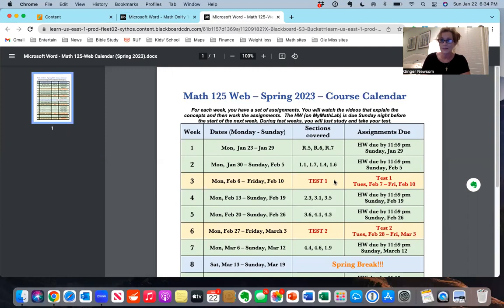Okay, so that'll be test 1. Everything will be strictly online. So your test you'll take online. The test will be very similar to your homework. They'll kind of all look the same, and you'll take it on Pearson. So if you go to the lab, you'll use, I guess, one of their computers on there to take your test.